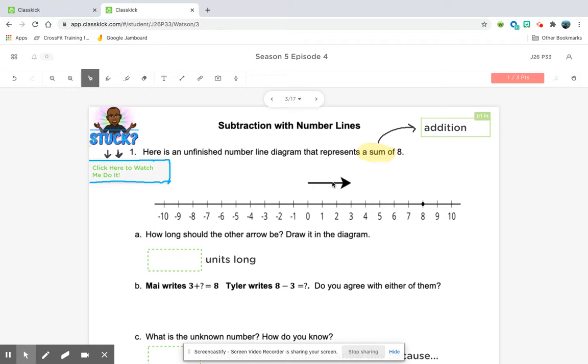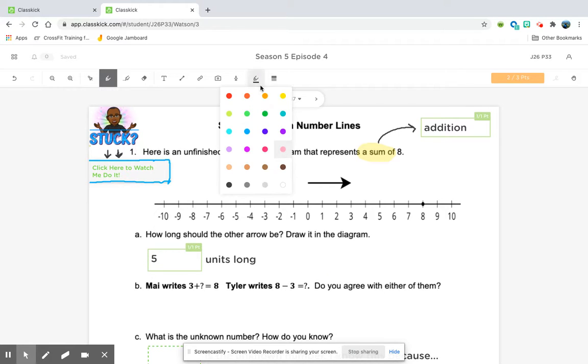So this arrow goes 3 spaces, but we need to make it all the way to 8. So how long should the other arrow be? How much further do we need to go? And you can count and you can see, okay, I need to go 1, 2, 3, 4, 5 more spaces. So the second arrow needs to be 5 units long. And then go ahead and draw in that second arrow.